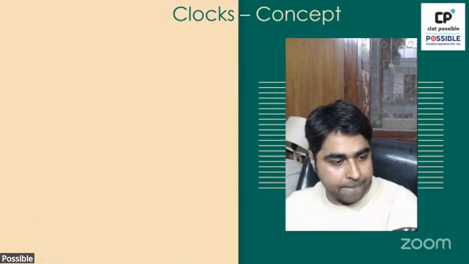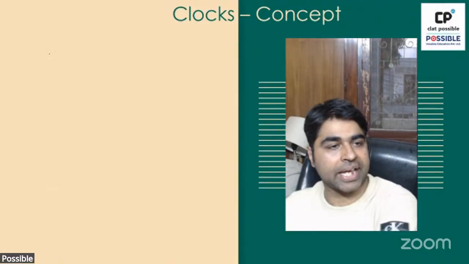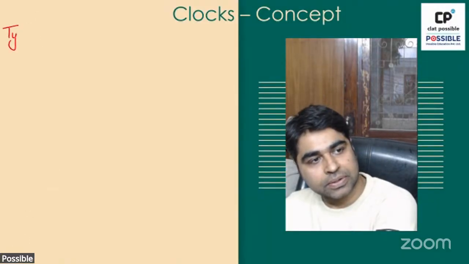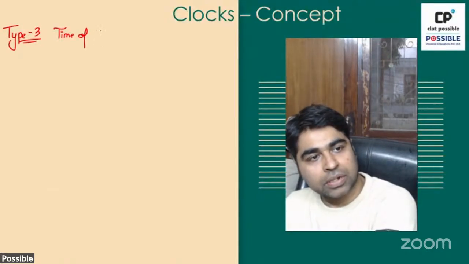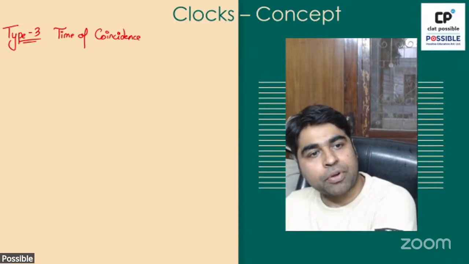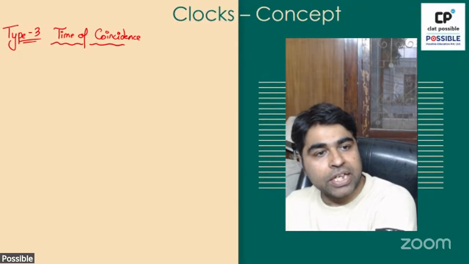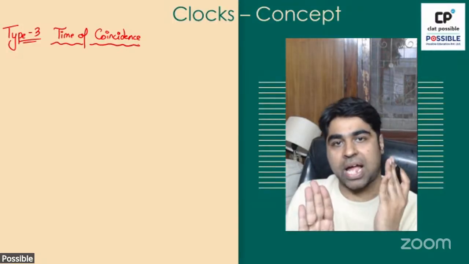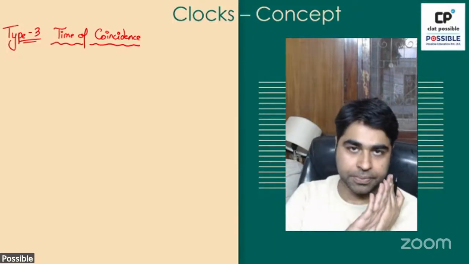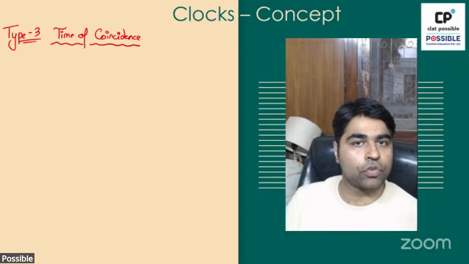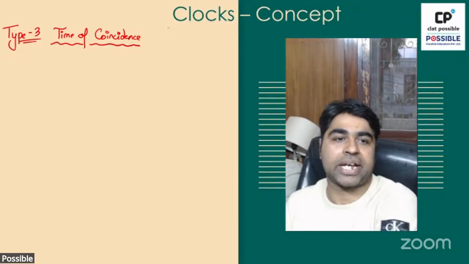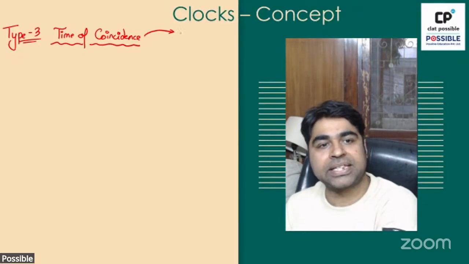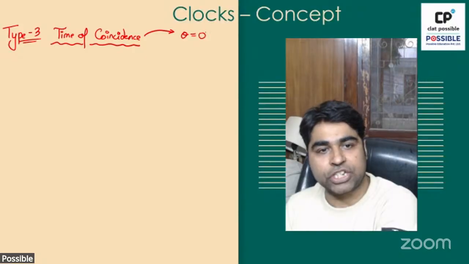Type 3 is called the time of coincidence. Okay, the time of coincidence. The time of coincidence means the time when both the hands will be one on top of the other. That is what we call the time of coincidence. And when the time of coincidence happens, that means the angle between the two hands will be 0.